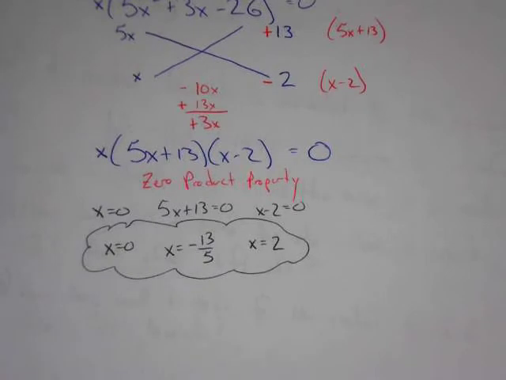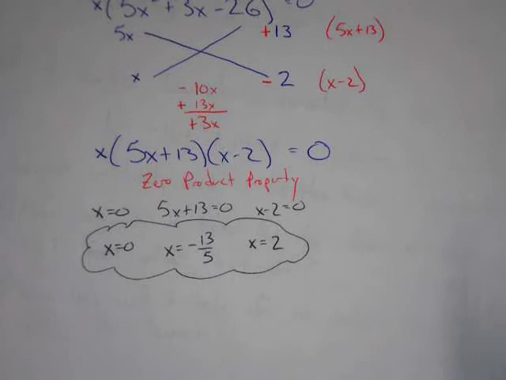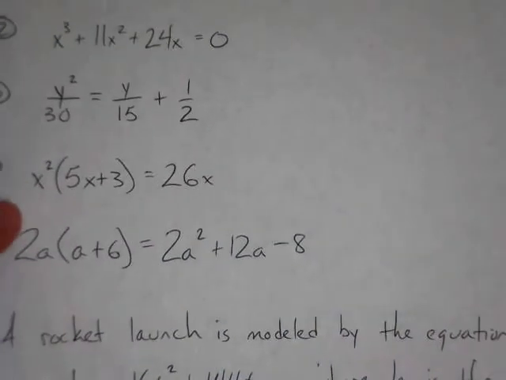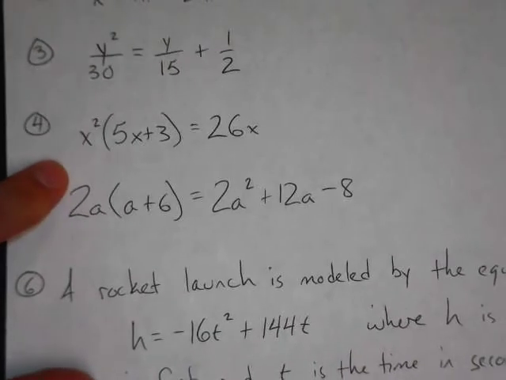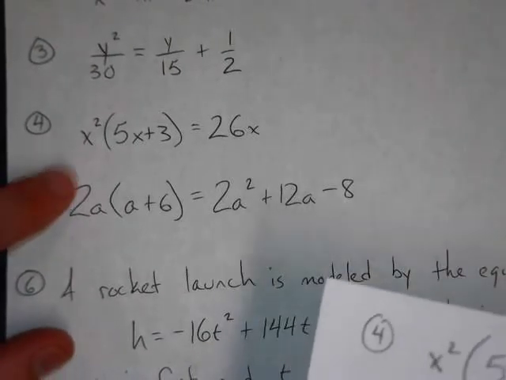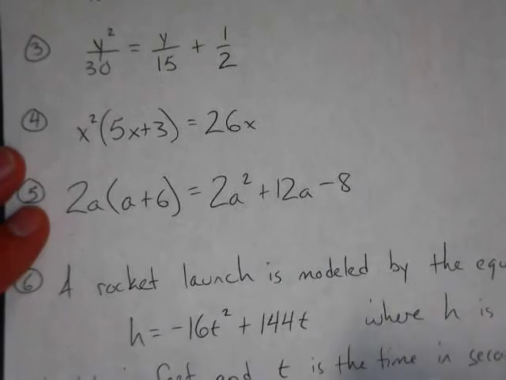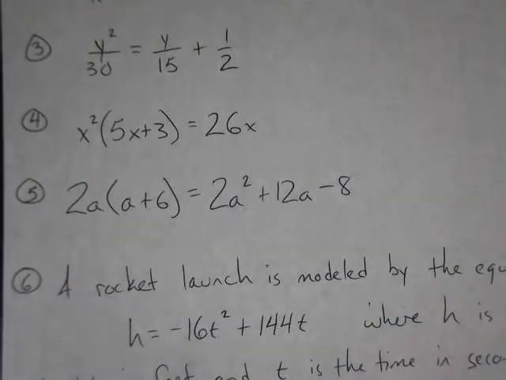Okay, so we have now used the zero product property to solve. Remember, all that time we spent on factoring was for a purpose. It was factoring with a purpose. And so when we look at this original equation, we've got 3 possible solutions: 0, negative 13/5, or x equals 2. And now on to number 5.